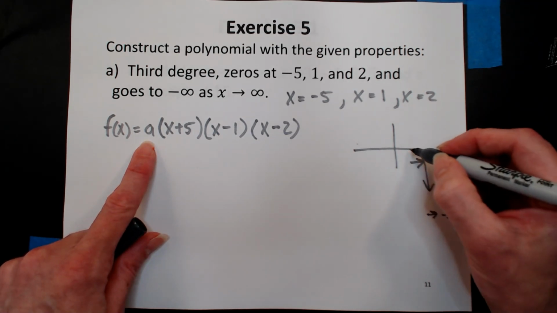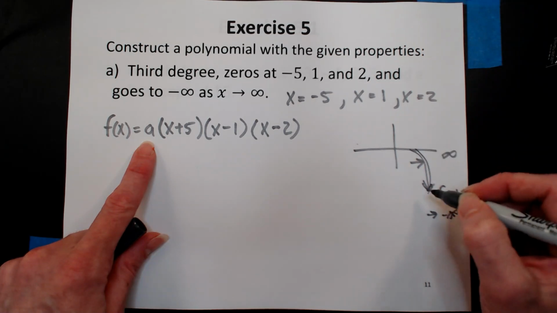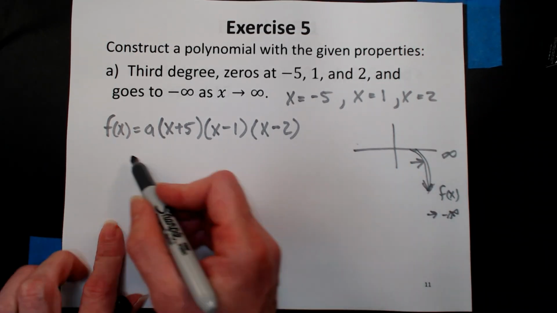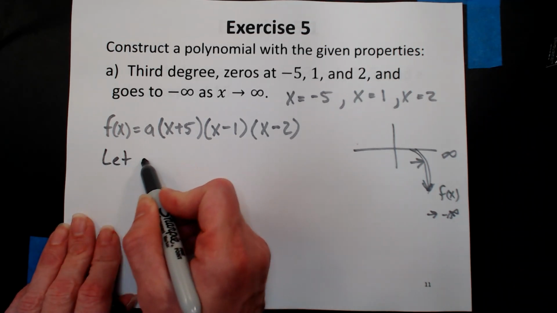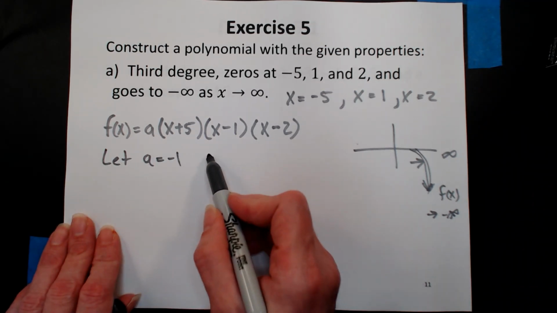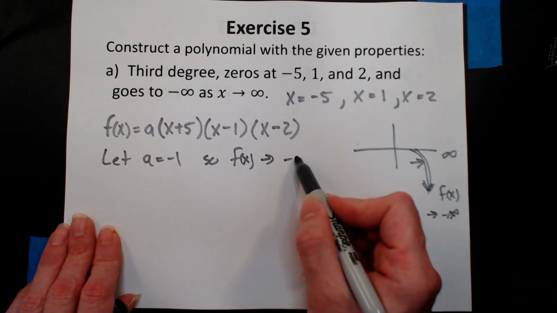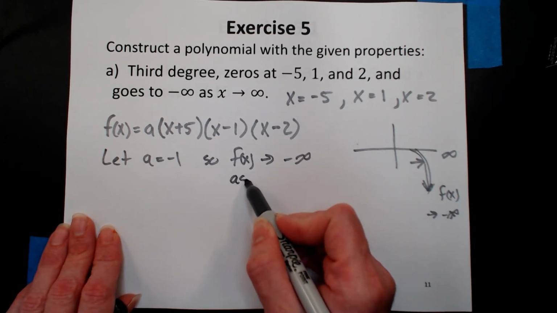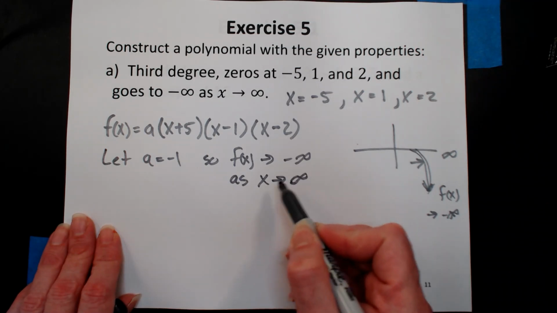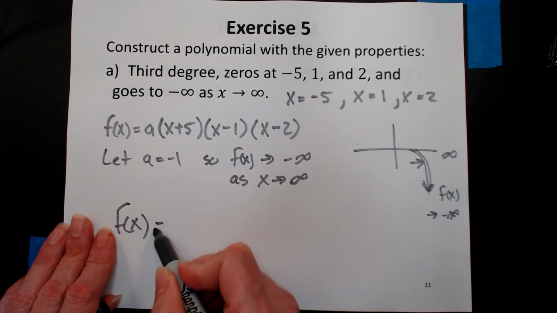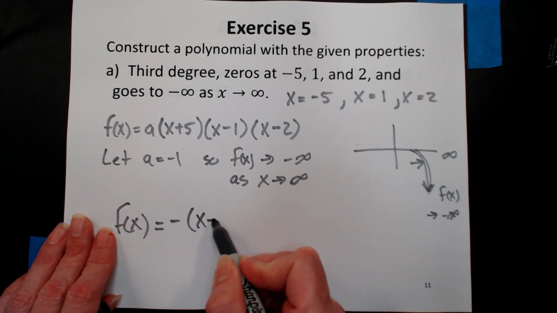So in other words, it goes down, right? My function is going down. So in order to go down, that means the leading coefficient has to be negative. So that means let a equal -1. So f of x goes to negative infinity as x goes to infinity. And so now I'm going to get f of x. I have a negative out front, and then I have all my zeros.